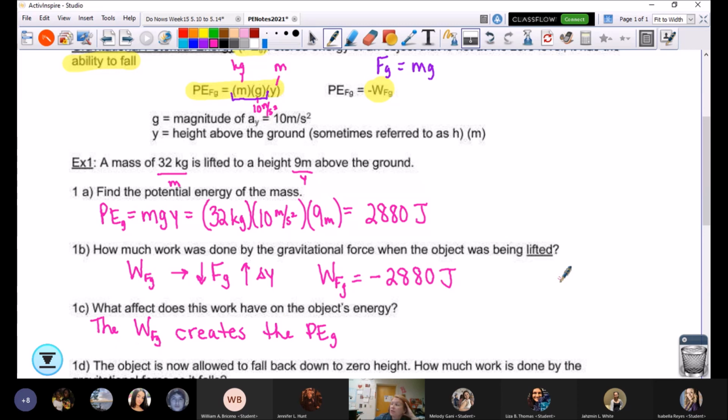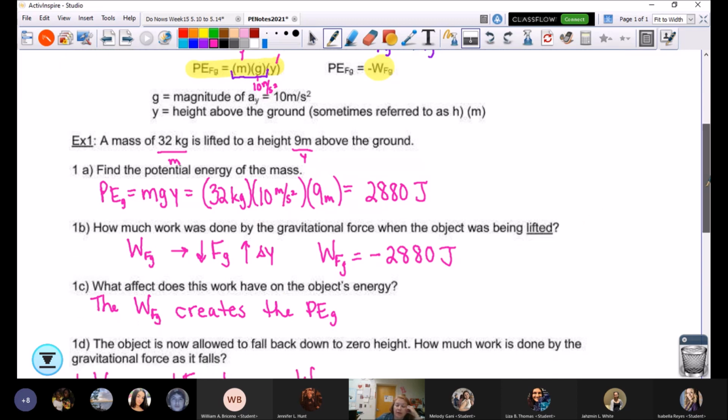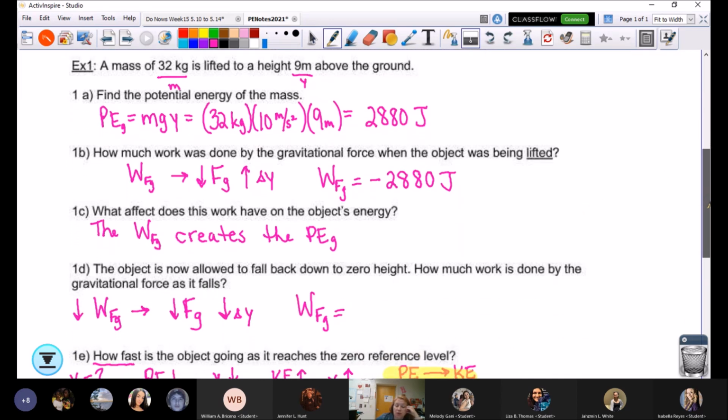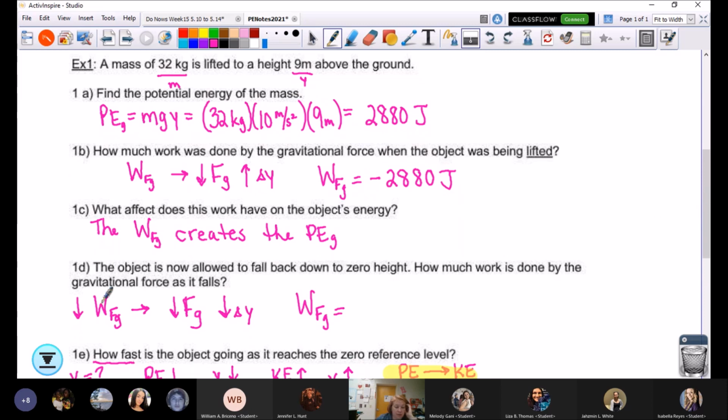So now I'm going to let the object fall back down to the 0 height, and I want to know how much work is done. Well, now the work is going down, right? The direction of the force of gravity is down, and the delta y is down. If those two have the same direction, then we have a positive work done.